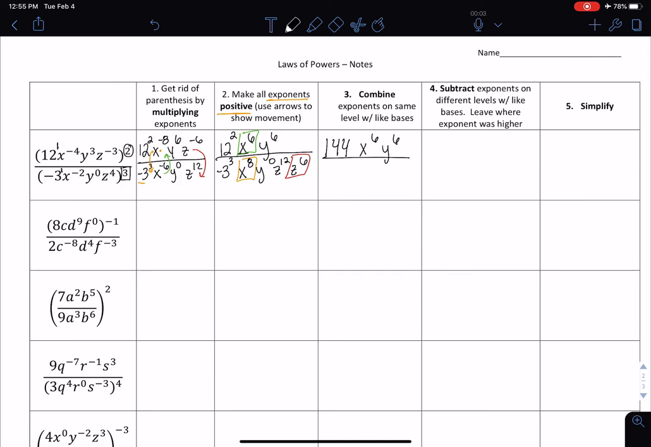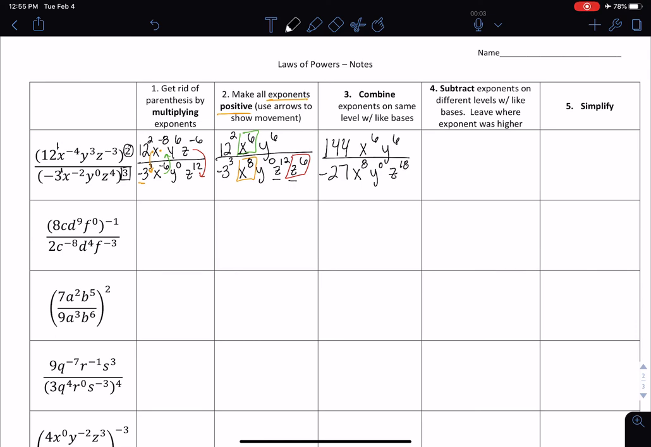Okay, then I do -3 cubed is -27. And then there's no other X's on the bottom to combine, so those are good. There's no other Y's. And the Z's, so here I can combine these two Z's. And remember, we're multiplying on the bottom. So I do 12 plus 6 is 18. So there's 18 Z's on the bottom.